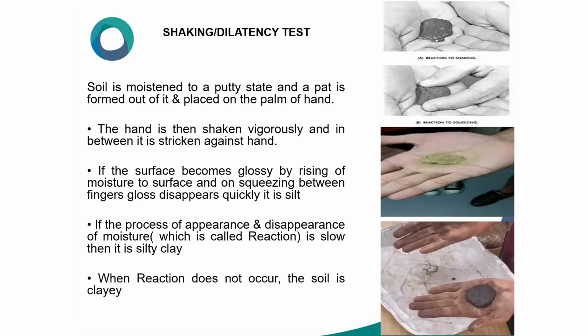If the appearance and disappearance of moisture is slow, then it is called silty clay. When no reaction occurs, then it is called clay. See, this is clay material. This is the silt.